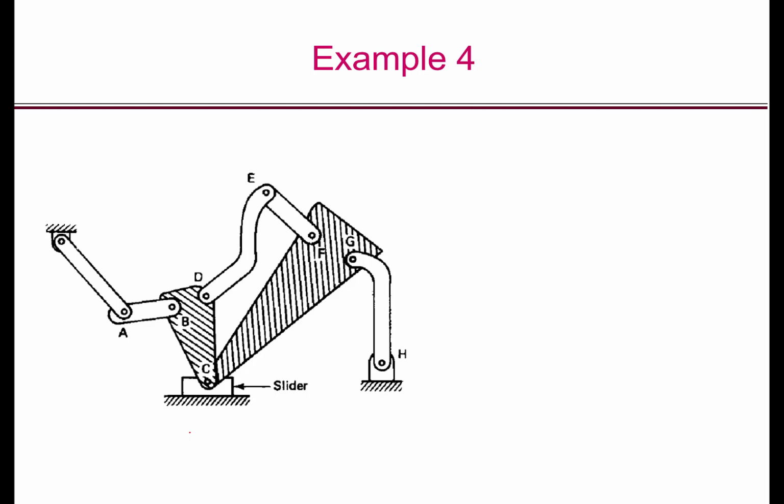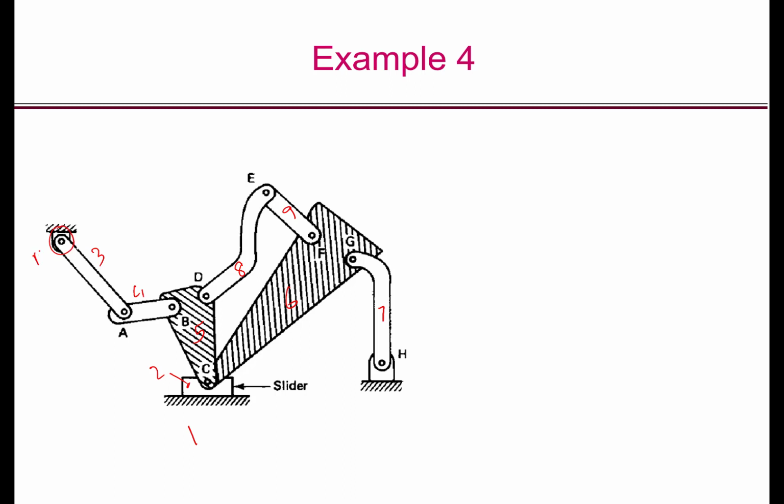So the ground is 1. Let's call this slider 2, 3, 4. Let's call this link 5, link 6, link 7, link 8, link 9. So I have 9 links. How many 1 degree of freedom joints do I have?